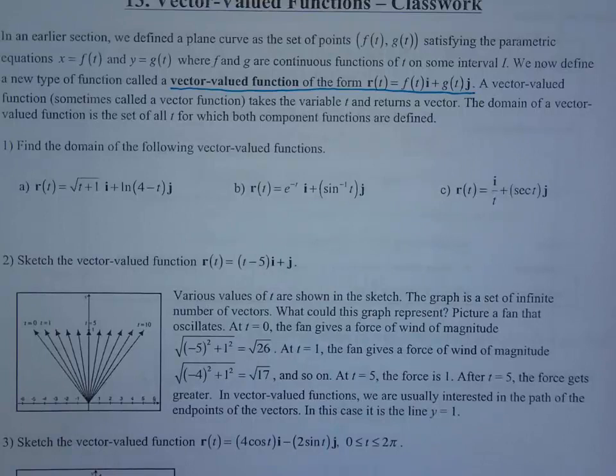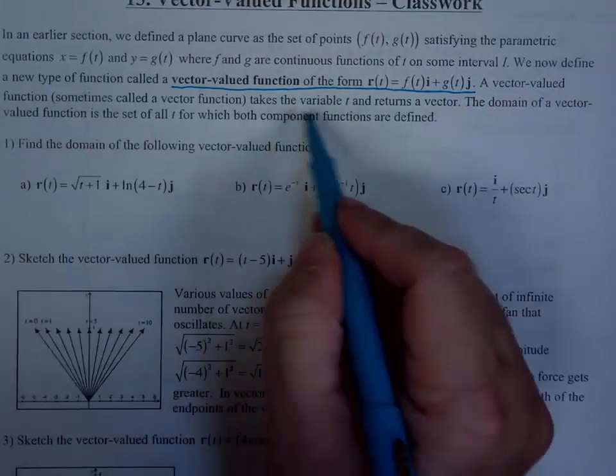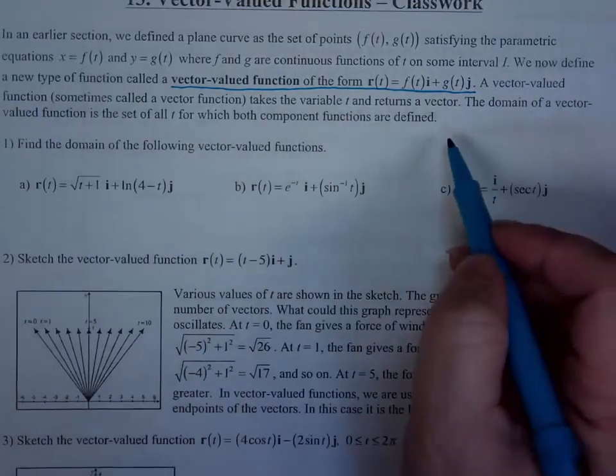This t is a parameter, just like parametric equations, but it is not necessarily time. Okay? So t can be negative, and that's okay. So what we're doing is pairing parametrics and vectors into the same problem. All right? So a vector-valued function takes a variable t and spits out a vector.